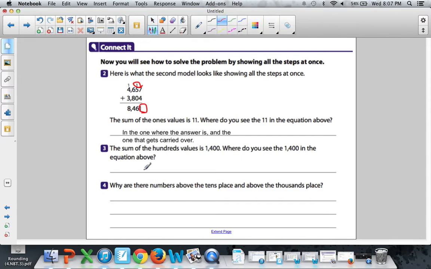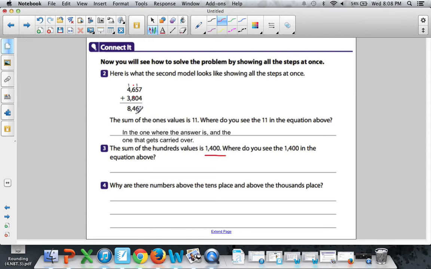The sum of the hundreds value is 1400. Where do you see the 1400 in the equations above? So we're looking at the hundreds value, and I'm going to erase it so we're not confused what we're talking about right now. And the hundreds is right there. That's the hundreds place. Ones, tens, hundreds. 6 plus 8, 14. Or in other words, 1400.